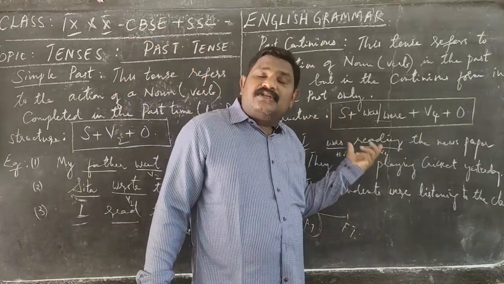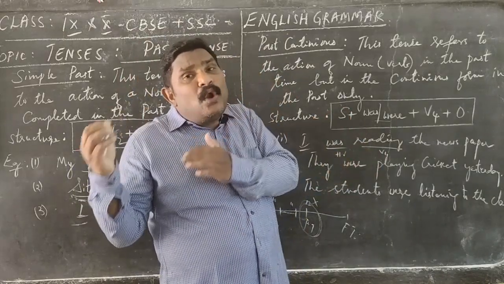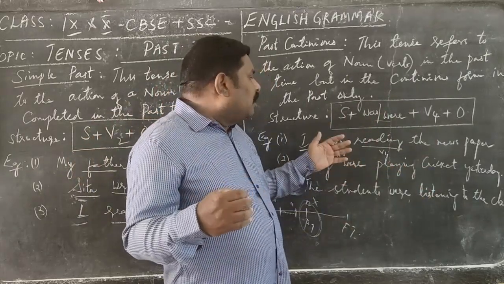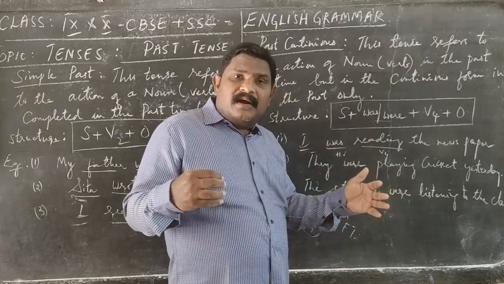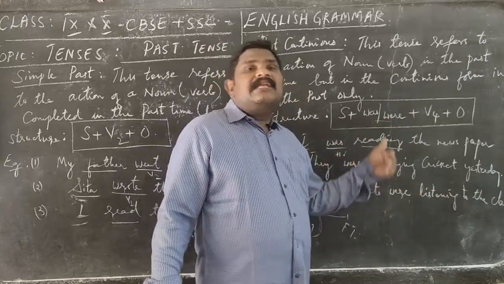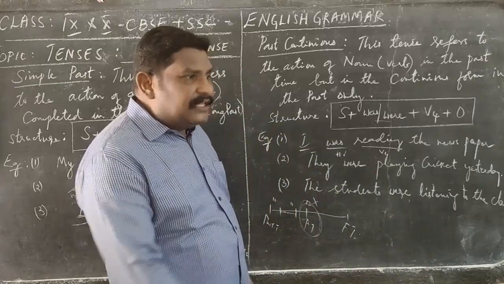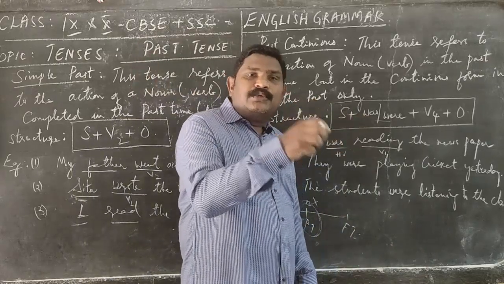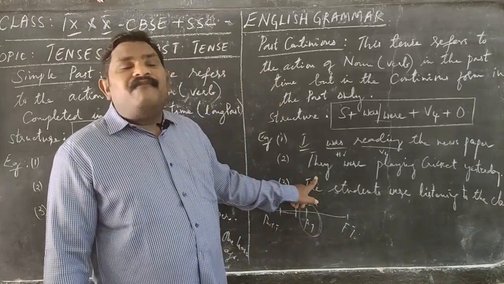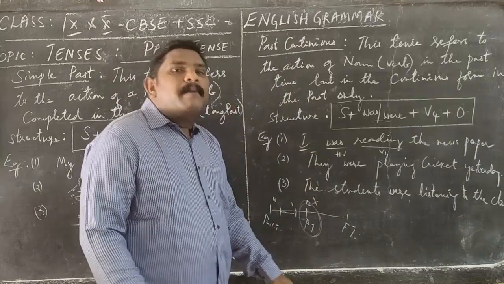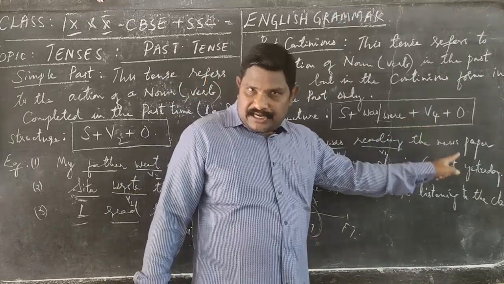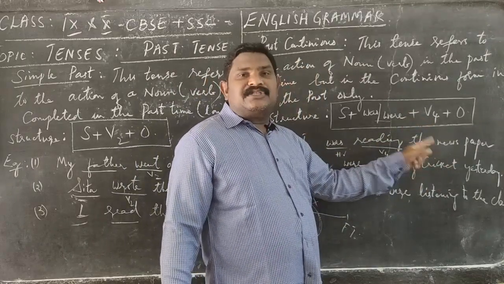Generally, these sorts of sentences we use to denote the action of a noun while something else is happening. For example, I was reading the newspaper while my father came. For example, they were playing cricket yesterday. There is some time phrase used in the sentence. In such situations, we use the past continuous tense form. Look at the second example. They were playing cricket yesterday.